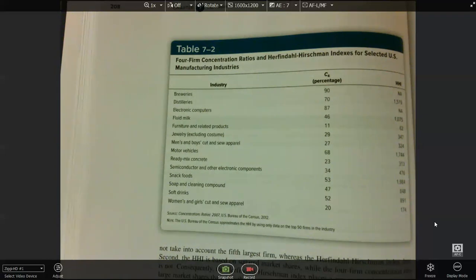What's going on with breweries? Are there really 4 breweries that only sell 90% of the total sales of beer here in the United States? So what's another flaw of this C4? And yeah, just the C4, I believe.